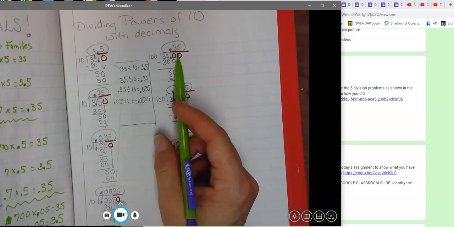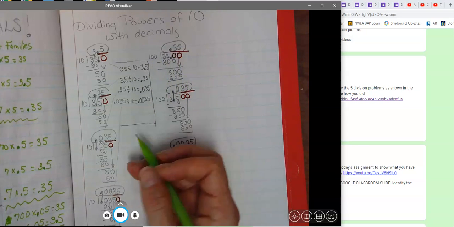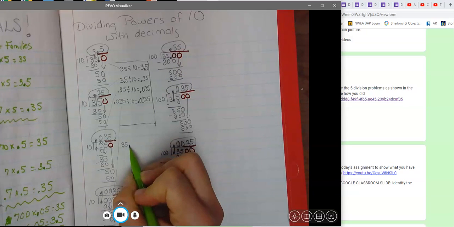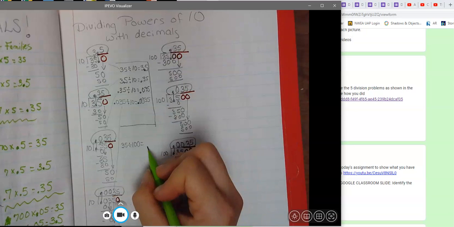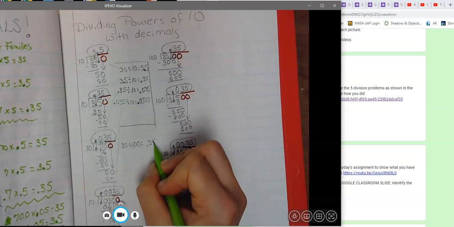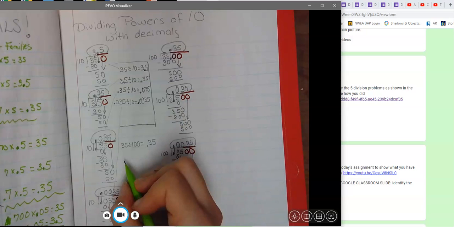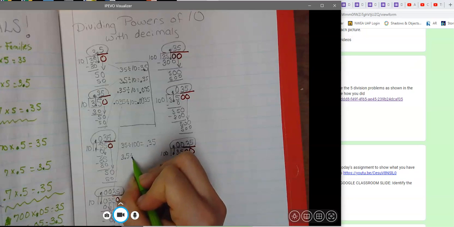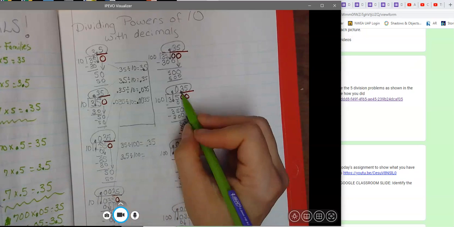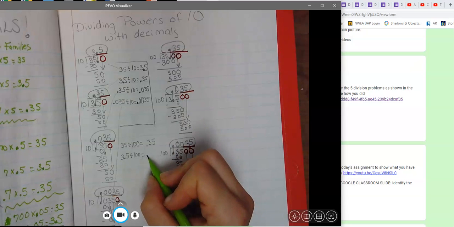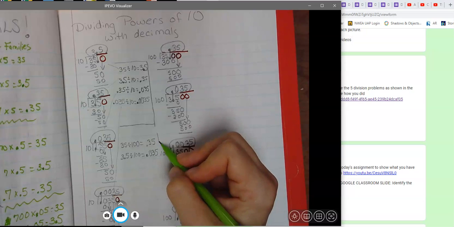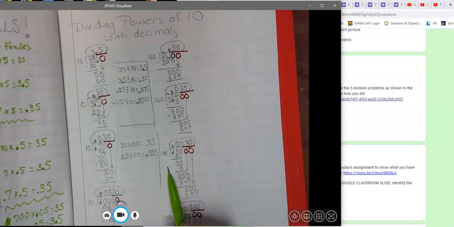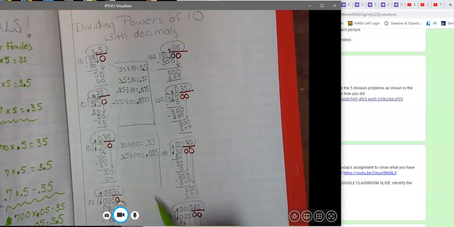So the first problem up here was 35 divided by 100. So 35 divided by 100 came out to be 35 hundredths. Then we took 3 and 5/10, divided that by 100, and got 35 thousandths. Definitely don't want to run that into the problems. Want to keep this separate here.